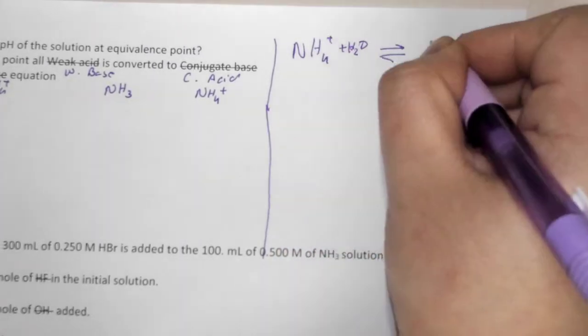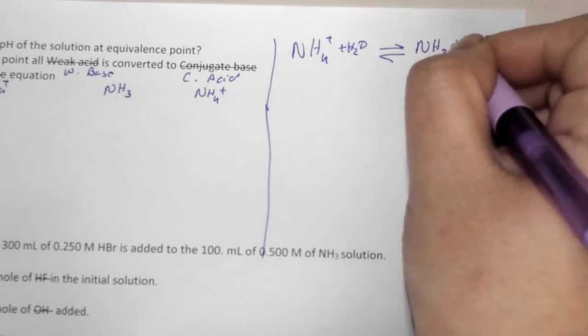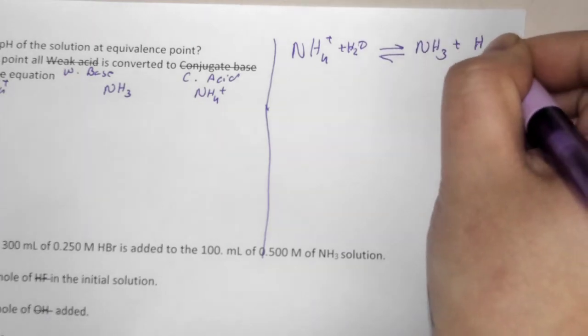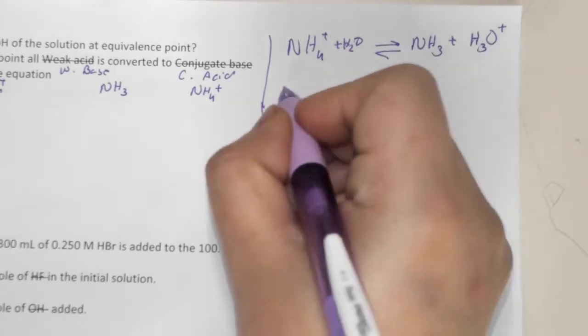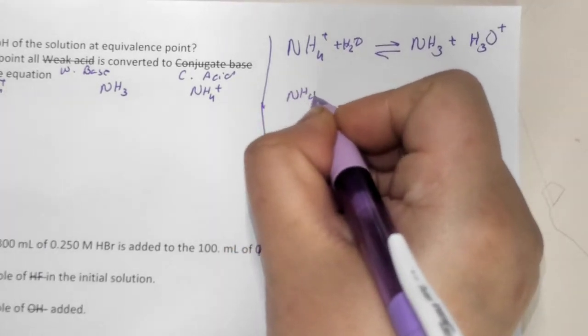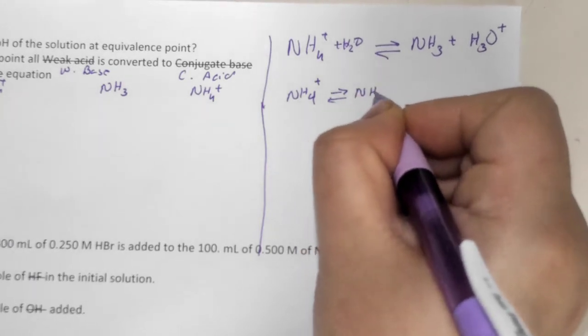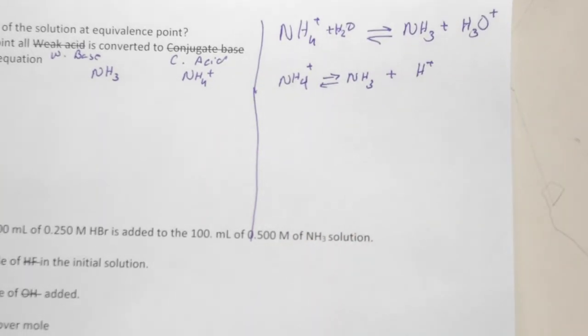It is going to make NH3 plus, right? Give it to this one, H3O plus. Or you can just simply say NH4 plus is going to become NH3 with the H plus. That works too, the same way. ICE now.